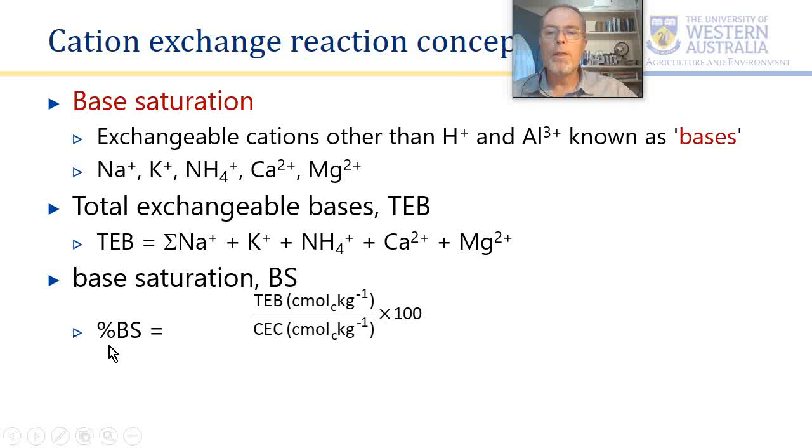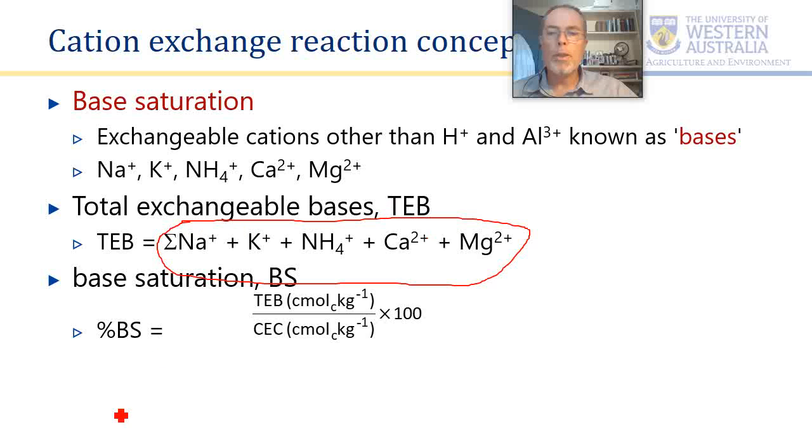So base saturation, expressed as a percentage, is total exchangeable bases, the sum of these expressed as a charge, not moles of charge, not moles of element. So we need to multiply the concentrations of calcium and magnesium by 2, of course, divided by the cation exchange capacity times 100. So it gives the proportion of the cation exchange capacity occupied by base cations, these ones here.